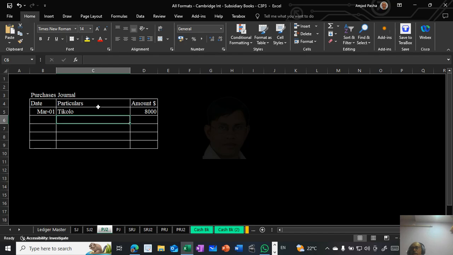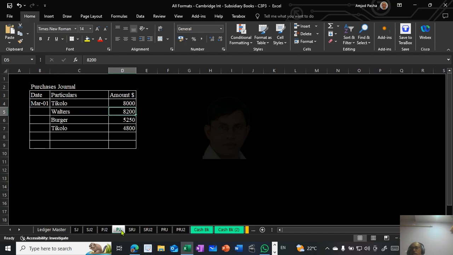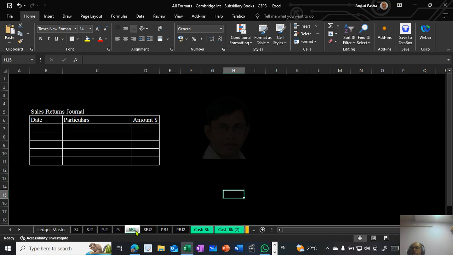Then the next one we have to record in purchases. We have done purchase one entry, so purchases will look like this. We have purchased from Ticolo, Walters, Burger, and again from Ticolo, 4,800. So we have to enter in purchase journal like this. Take some time to write it out. Then we have to enter in sales return register also.